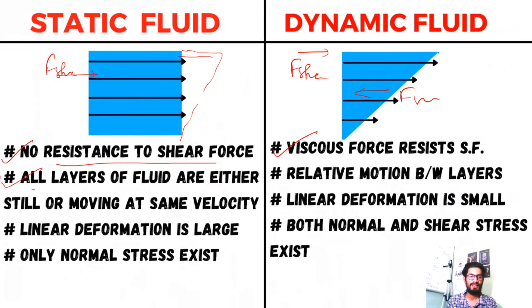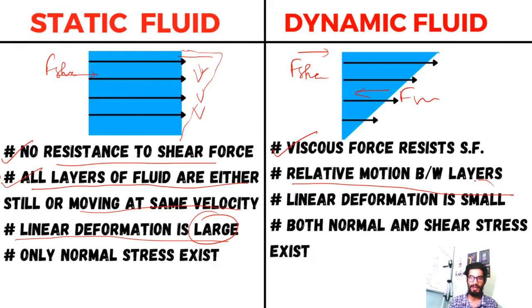The second point is, all layers of fluid are either still or moving at the same velocity, as I've said earlier. And in dynamic fluid, layers are moving relative to each other. Third point, linear deformation is large in static fluid, and here in dynamic fluid linear deformation is small. And the fourth point, in static fluid only normal stress exists, and here both normal and shear stress exist.